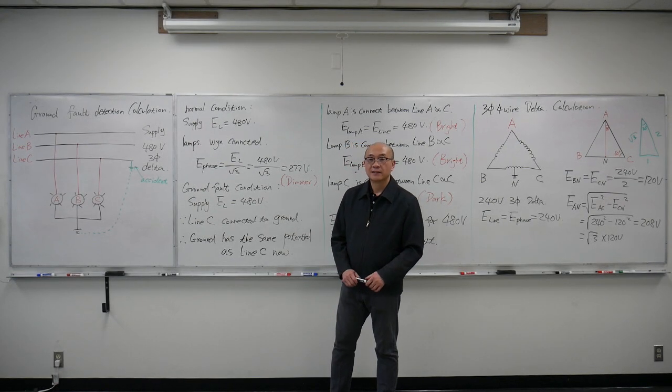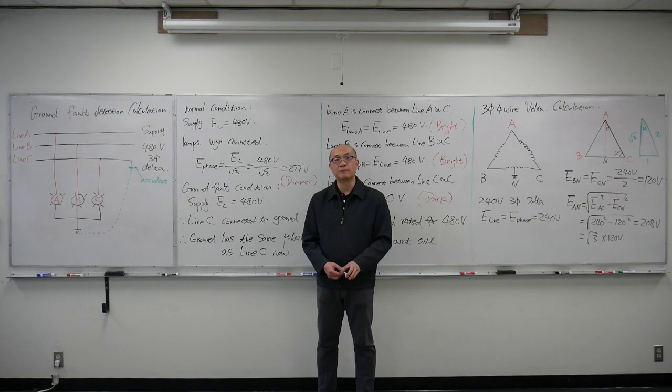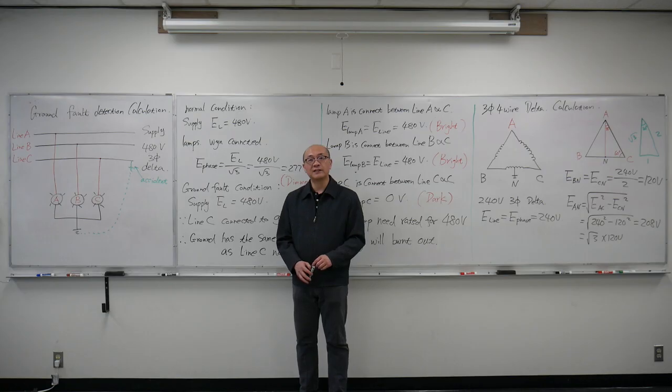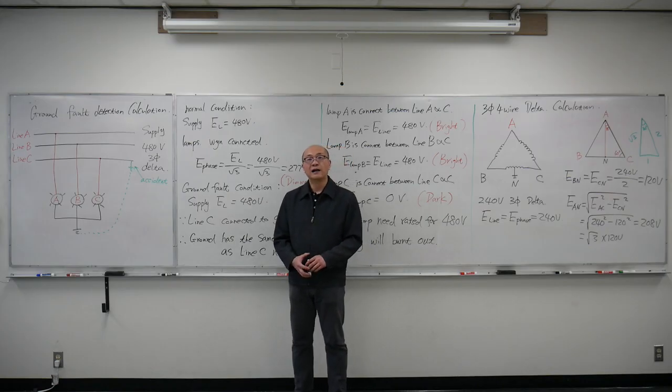Hello everyone. In this lesson we're going to show you how to calculate a ground fault detection system. We mentioned before, for an ungrounded delta system, we need some kind of ground fault detection system. Because if we have one line grounded, nothing is going to happen. But if we have a second line grounded, then we're going to have big trouble, a line-to-line short circuit. So to prevent that, we usually have a ground fault detection system in an ungrounded delta system.